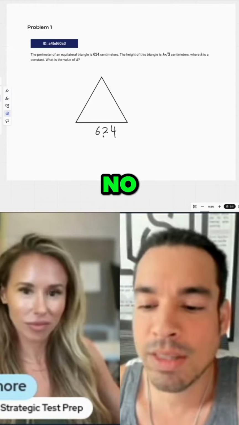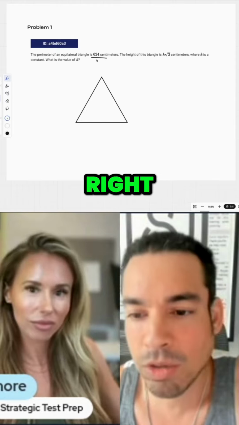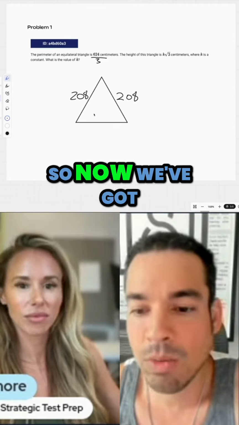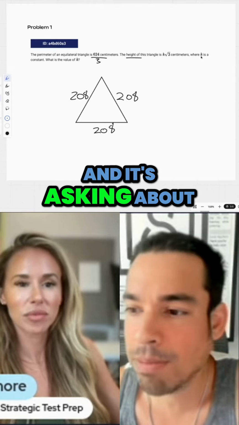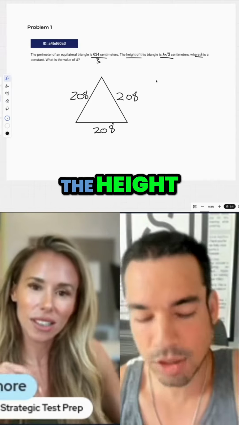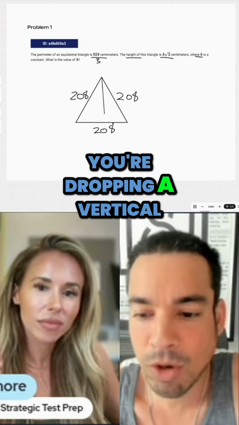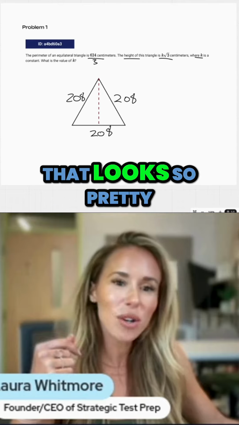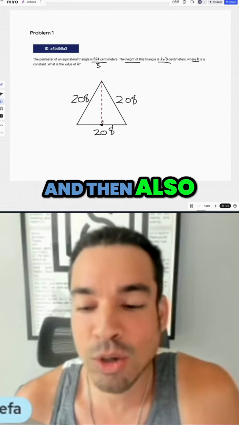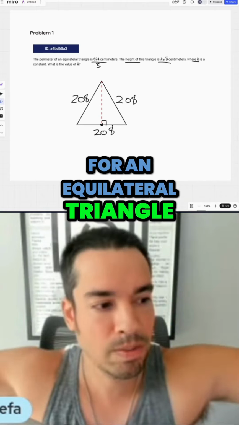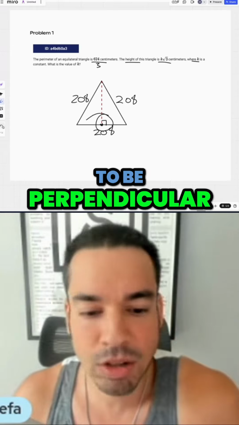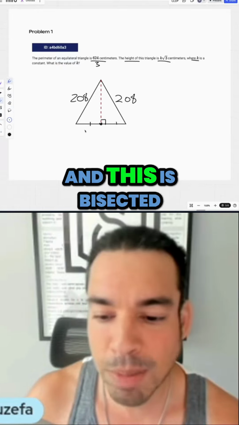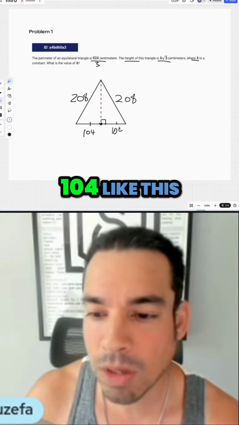Okay, so we say, no, it's not 624, that's the perimeter, right? Since there are 3 sides and they're all equal, we'll do a little division. I think that's 208, right? So now we've got a nice diagram, and it's asking about this K value, which is related to the height. When you're talking about a height, you're dropping a vertical line straight down from one of the vertices to the opposite side, okay? That looks so pretty. I know, I take pride in these diagrams. And then also, you drop an altitude for an equilateral triangle. It's not only going to be perpendicular, it's also going to bisect this other side. So we're going to roll with that assumption, and this is bisected into 104 like this.